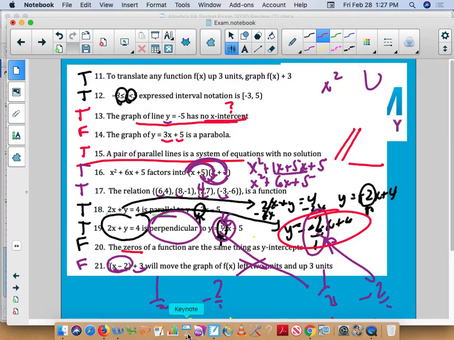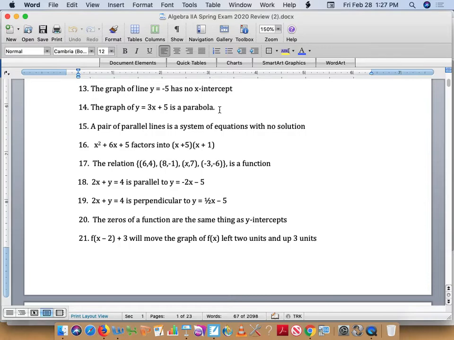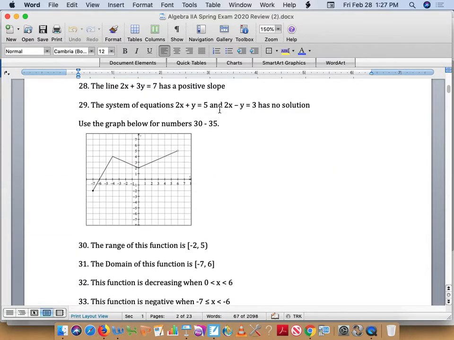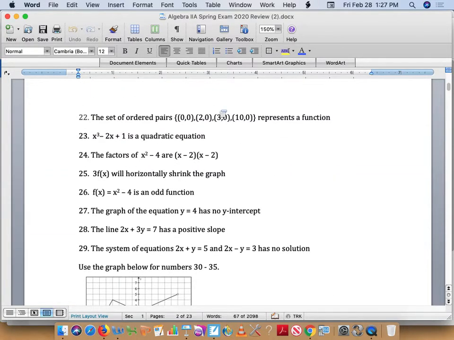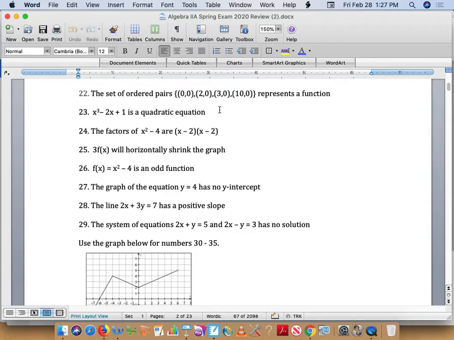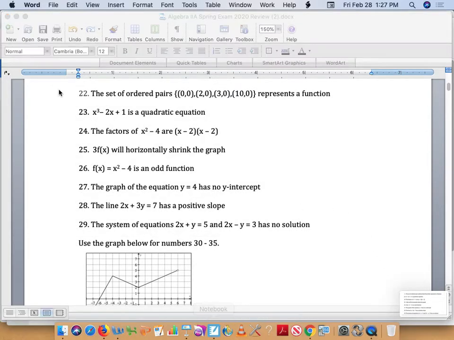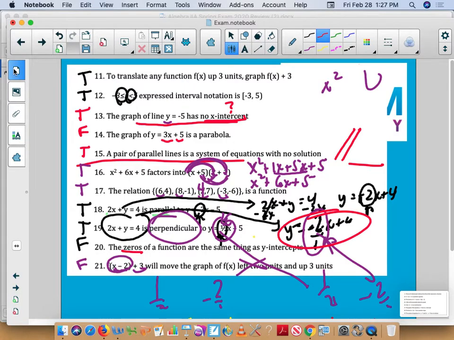So let's go to the document again, so that we've gone through 21. All right, so we're going to kind of try to speed through some of these because some of them we've already talked about.